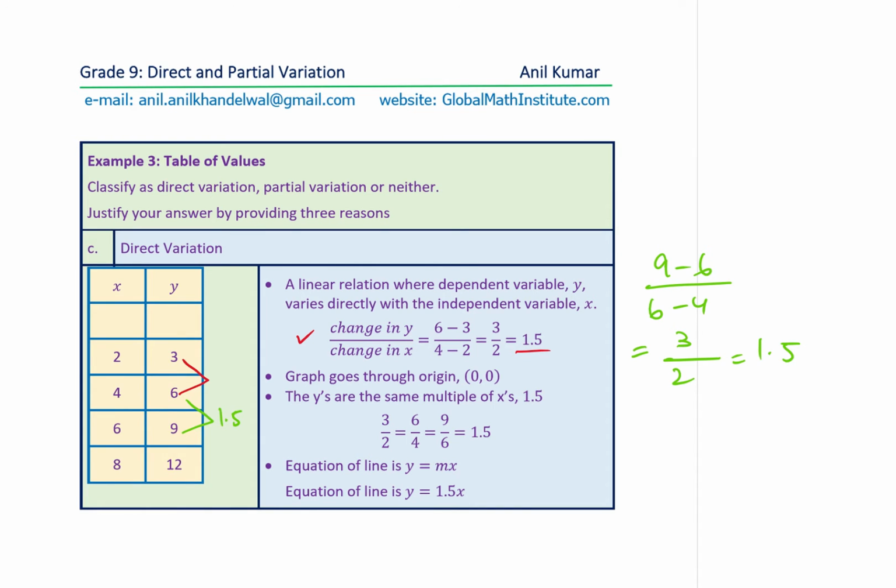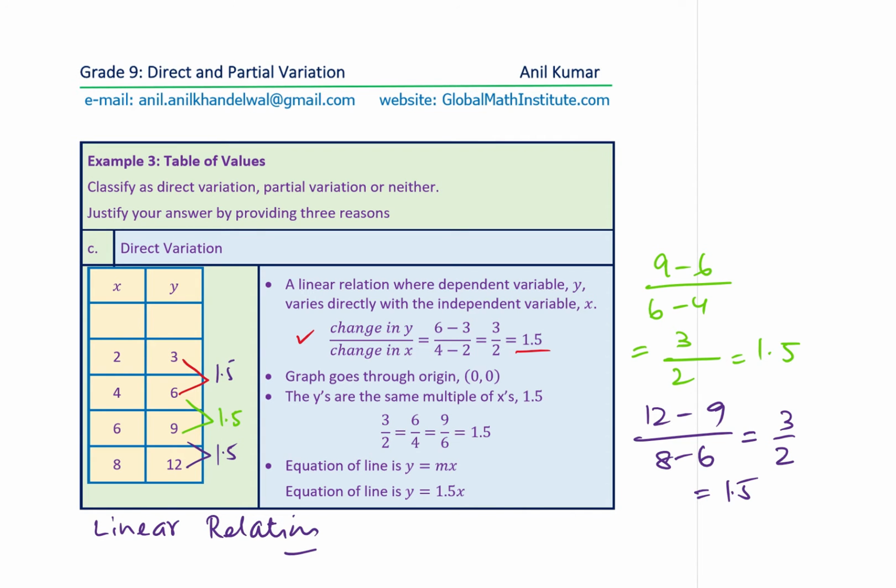Now, let's do the last case, which is 12 minus 9 divided by 8 minus 6. Now, 12 minus 9 is 3, and 8 minus 6 is 2, which is also 1.5, and therefore we can conclude that the change is constant, and therefore it does represent a linear relation. Correct? So that is one reason.